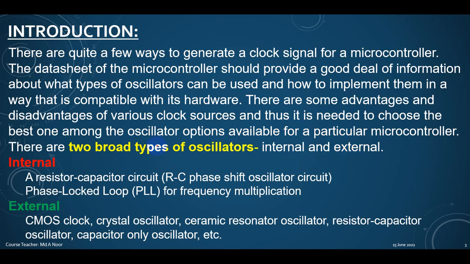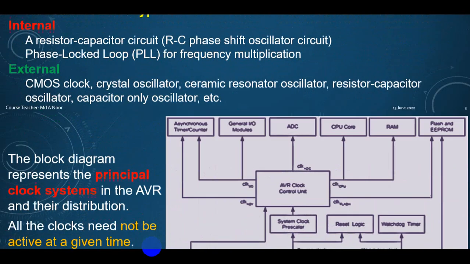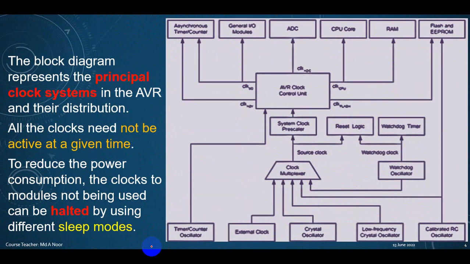Internal oscillator examples are a resistor capacitor circuit, RC phase shift oscillator circuit, and phase locked loop, PLL, for frequency multiplication. Examples of external oscillators: CMOS clock, crystal oscillator, ceramic resonator oscillator, resistor capacitor oscillator, capacitor only oscillator, etc. So many ways you can implement the oscillator. Look at the diagram over here, the bottom part.